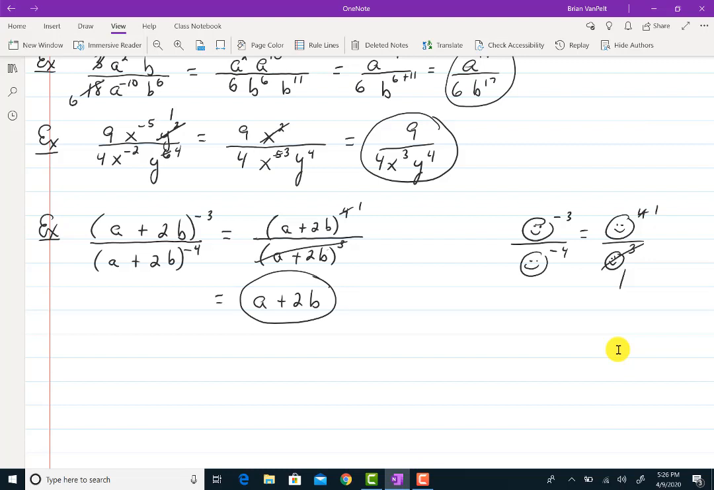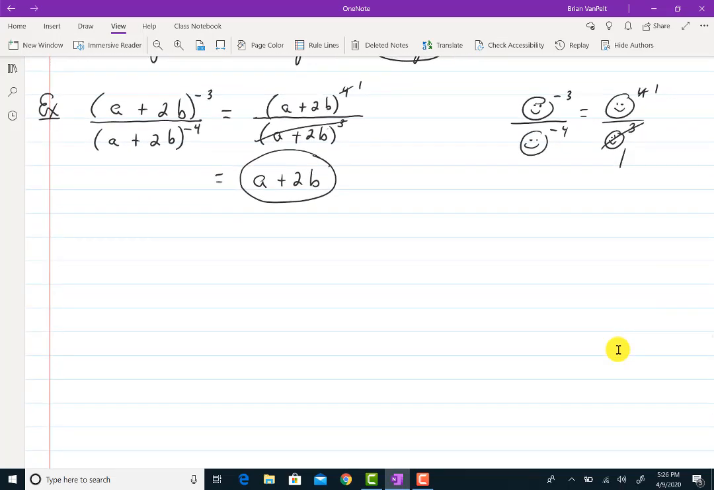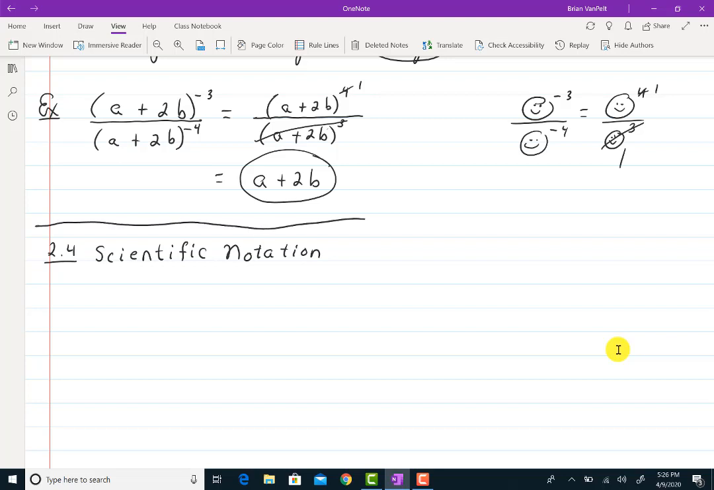And so that concludes the material for section 2.3, a very quick one. 2.4 is not going to be exactly a long video either. This is the notion of scientific notation. Scientific notation was invented to make big numbers small. Let me show you what I'm talking about.